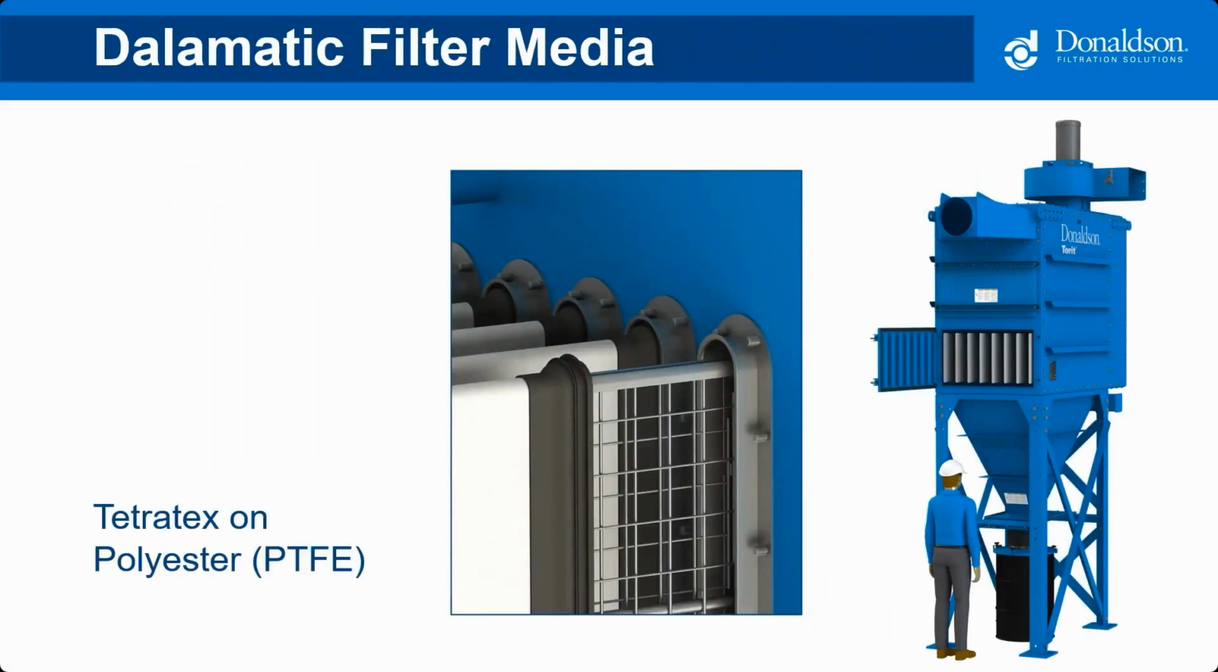There are a few different types of filter media that work well with the Dalamatic in these challenging situations. The most common is Tetratex on polyester. That's a PTFE membrane that's bonded to 16-ounce polyester. It delivers superior dust cake release and really high filtration efficiency. That membrane that's laminated onto the base media kind of acts as the dust cake, and it's got a lot of very tiny pores, which makes it hard for that dust to create a cake. It tends to slide off.